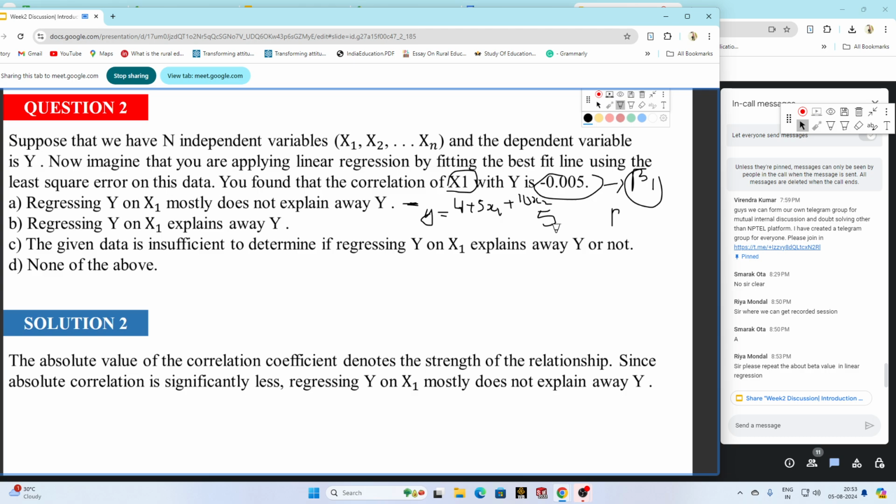So if you regress on y, there is a significant effect from 5x1. But if we replace 5 with 0.005, it does not have a significant effect on the y. So this is the only thing that is being asked in the question. Okay. Thank you. The correlation can be both positive and negative, right?